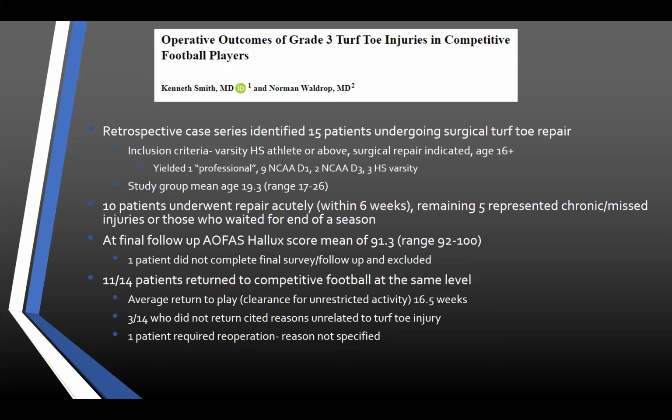In this bucket of 90 to 100, usually denotes that the patients had an excellent outcome, very close to having a normal hallux or a non-injured hallux. So as a result, they had relatively good patient-reported outcomes.